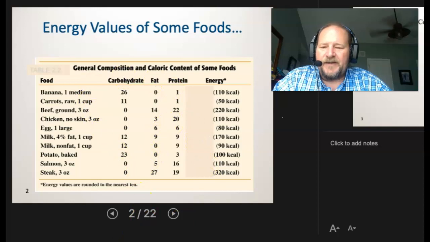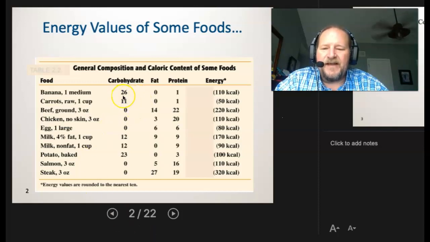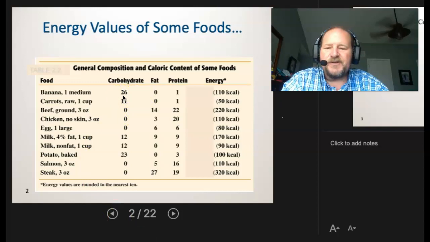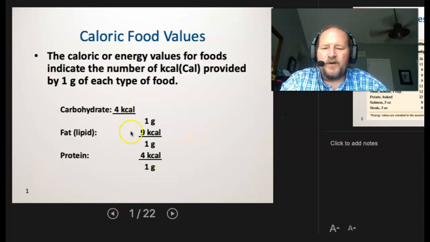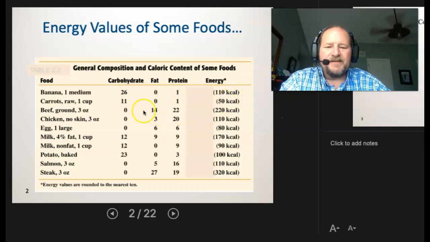But if we look at a banana, we can see that it's got 26 grams of carbohydrate, 0 grams of fat, and 1 gram of protein. So if we want to figure out what the caloric value for that banana is, then what we would do is use those numbers we just had, the 4 kcals per gram, 9 kcals for the fat, and 4 kcals per gram for protein, and we'd simply apply it. So 26 times 4, right? That would be 104, 0 fat, and then 4 for protein. So 104 plus 4 gives us 108, which is approximately 110. So that's exactly how that would work.